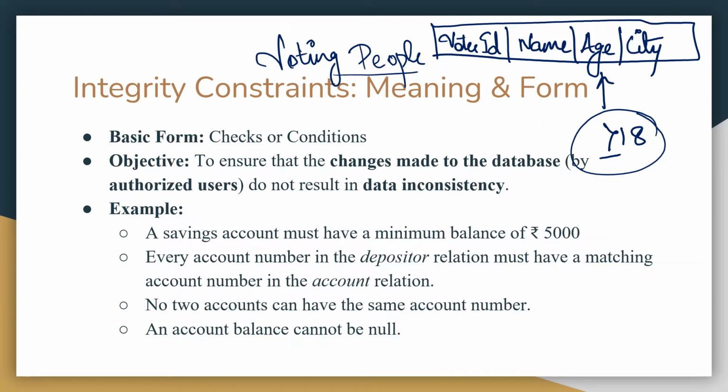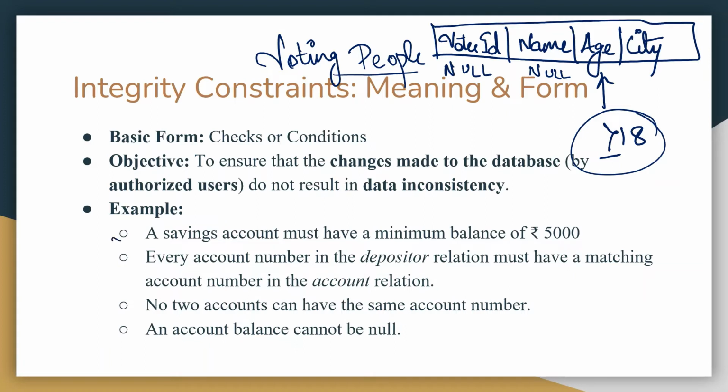Similarly, I cannot insert a record with a null voter ID, right? So I cannot insert a record with a null name, right? And so on. So this is a very broad example, a very generic example of what we mean by integrity constraints. What is the objective of creating integrity constraints? Okay, now let's see some more examples from the book.